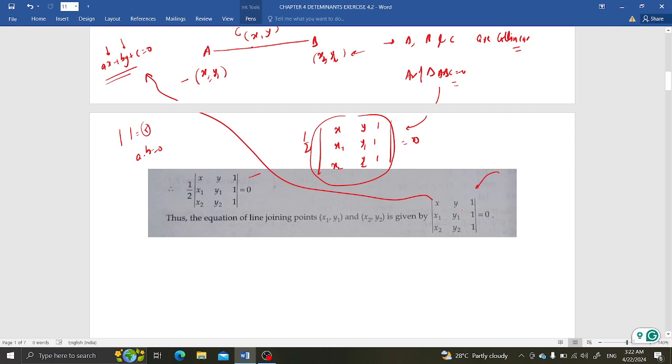If someone says you need to find the equation of the line in terms of t and s, then in place of x and y we will use t and s. If someone says use u and v, then I'll use u and v. These are just variables, okay? And x1, y1, x2, y2 are the given points. Now, let's move on to the questions.